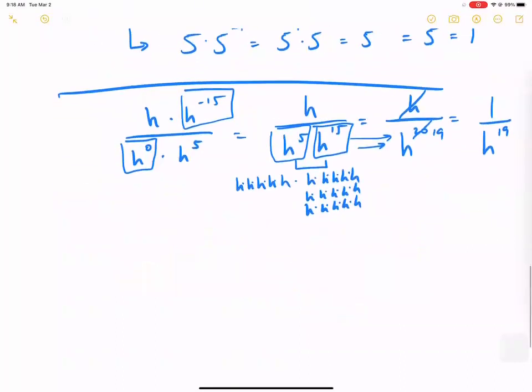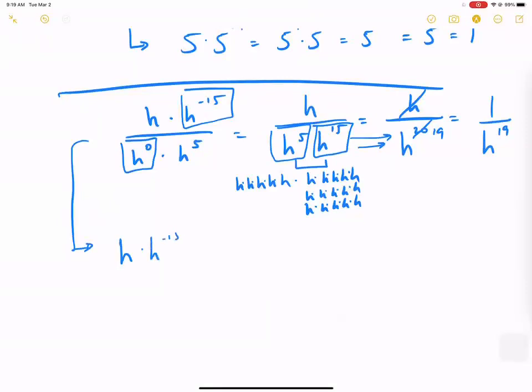Now, what if I wanted to do this problem by writing them all on top? H times h to the negative 15, and I'm going to bring up the h to the negative 5. H to negative 5. Remember, it's a negative because when I move it to the other side of the fraction, it changes sign. A positive becomes a negative, or a negative becomes a positive. It's like right now it has a guest pass to come up to the top. You ever go backstage? You get a pass to go backstage. This guy's not backstage. So now we can combine the exponents.